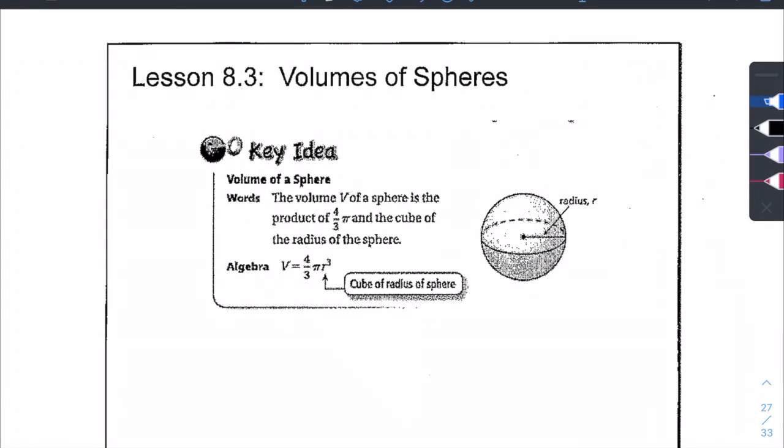Hi, folks. Okay, today we have one last lesson in this section. So this is going to be the last section you're going to be doing notes on. Today we are going to focus on finding the volume of spheres.